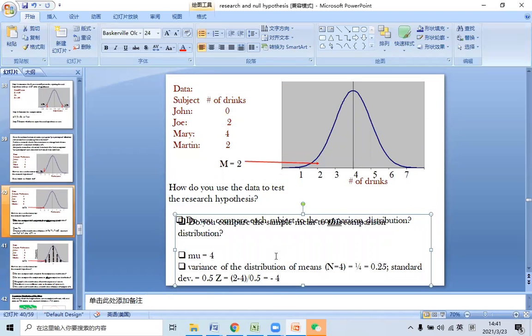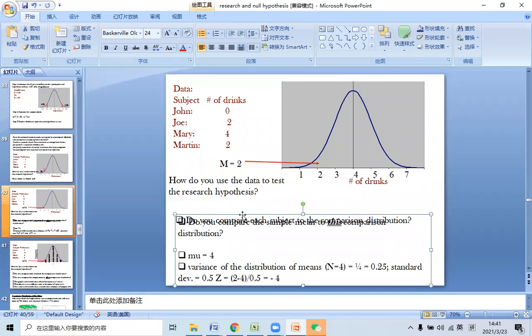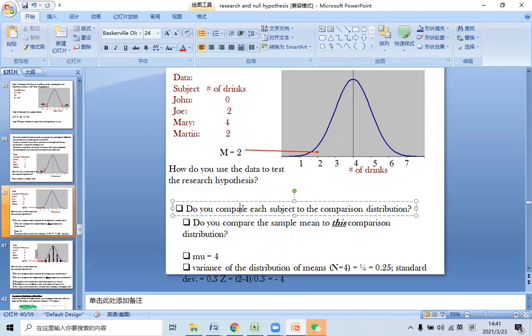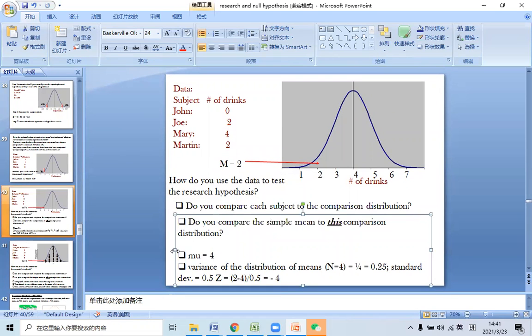Standard deviation is 0.5. You take the square root. You take the square root of the variance. This is the distribution you are using to compare the data. Your data is a sample mean. And let's look at the result.